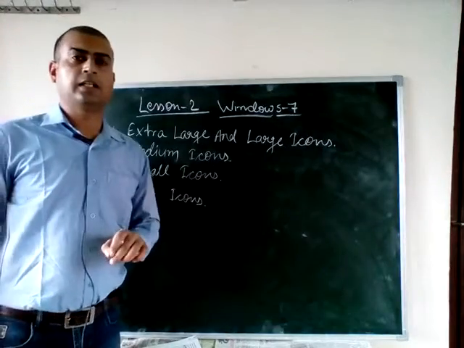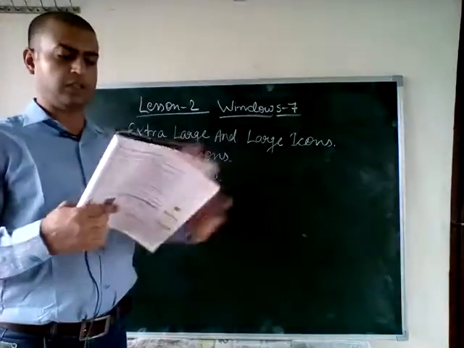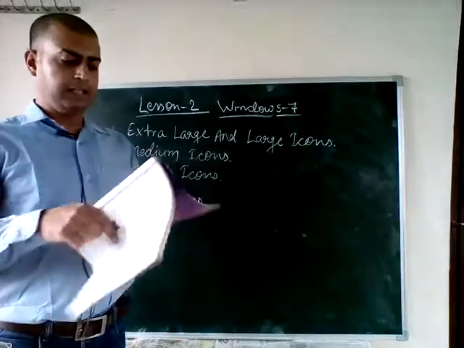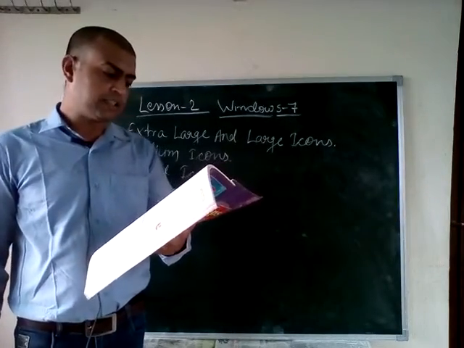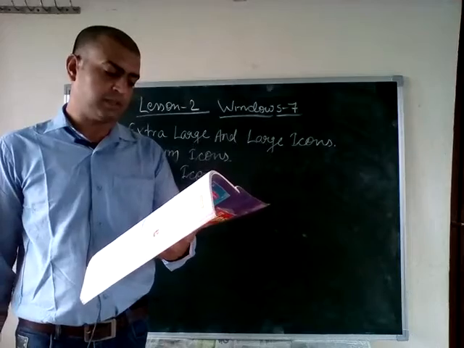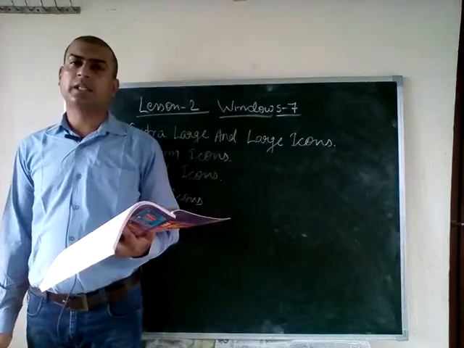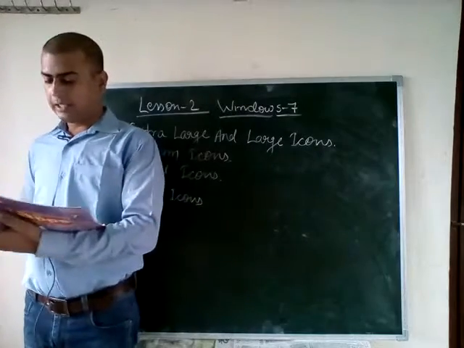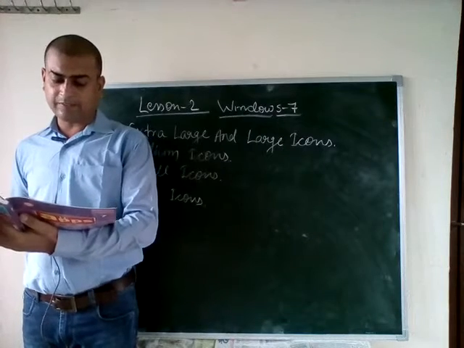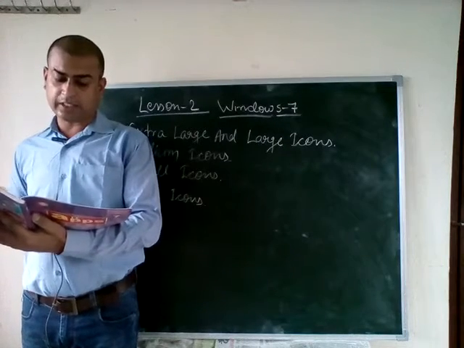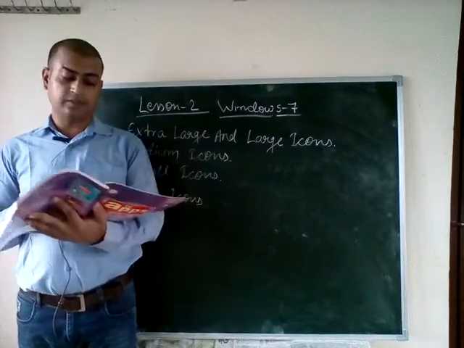Number 4 is our list icons. List icon is what? In this it will be shown to you in the form of a list. All the things will be shown to you in the form of a list. Now list view displays the contents as a list of file and folder names preceded by small icons. Everything will be shown to you in small icons. The view is useful when a folder contains many files and you want to scan the list of your file names.